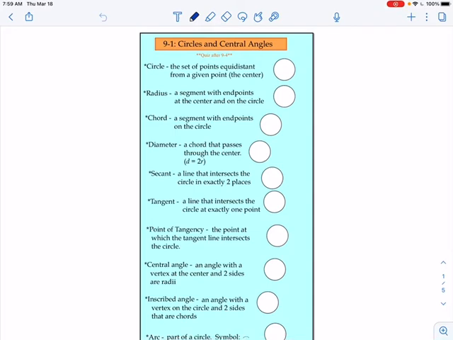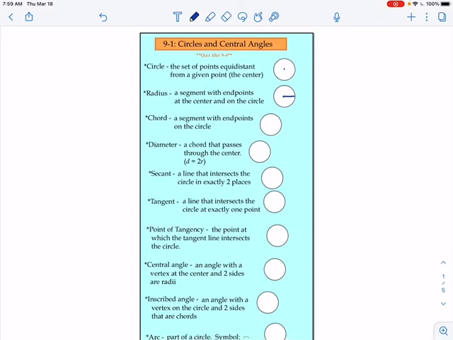Okay, so a circle. A circle is the set of points equidistant from a given point, which is the center. So if I put the center of the circle there, that's going to be my circle. A radius is a segment with endpoints at the center and on the circle. So again, if I want to draw a radius, that's a radius. It goes halfway across the circle.